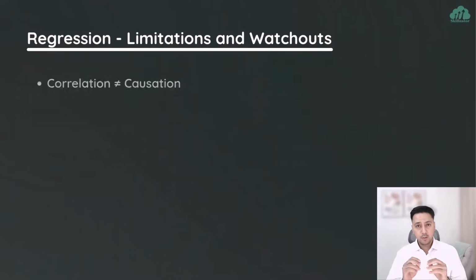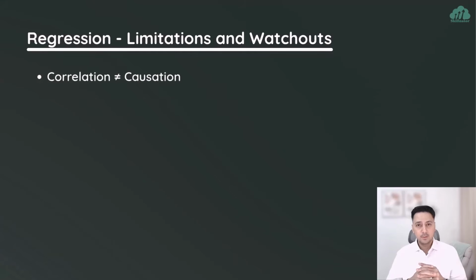Before we wrap up the regression topic, it's important to be clear about the limitations of regression models. Regression is a powerful tool, but only when used with the right expectations. The first and most important watch out when using regression is that correlation does not automatically mean causation. Just because two variables move together in one direction does not mean that one is causing the other.